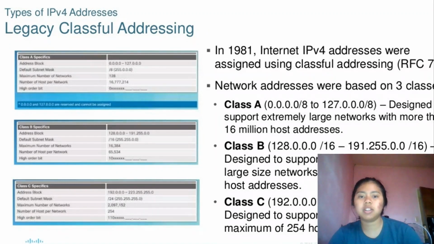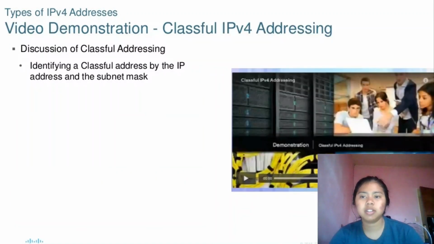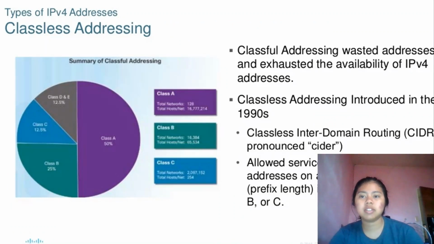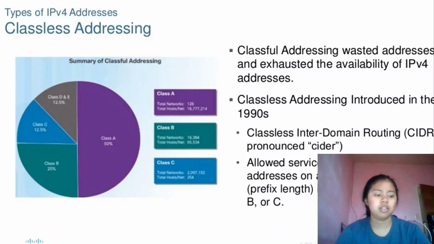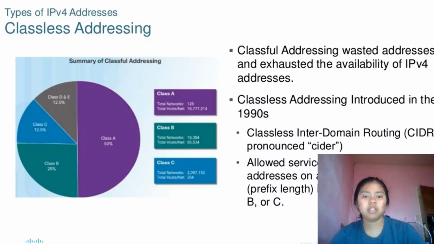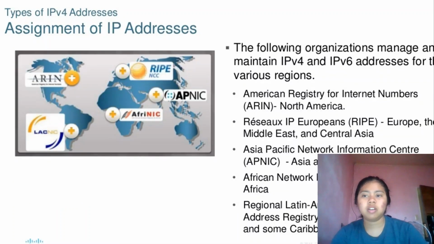Legacy classful addressing: Class A, Class B, Class C. Classless addressing: classful addressing wasted addresses and exhausted the availability of IPv4. Assignment of IP addresses.